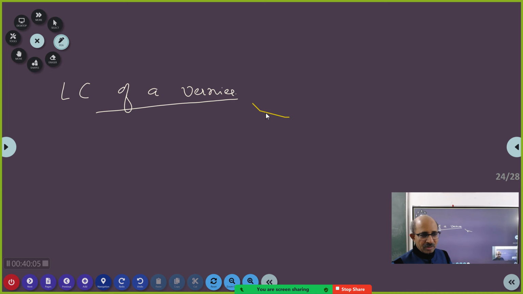What is least count? The least value that an instrument can measure. Least value the instrument can measure. That's all. Very good. Correct. Excellent. Well said. Now coming to vernier.